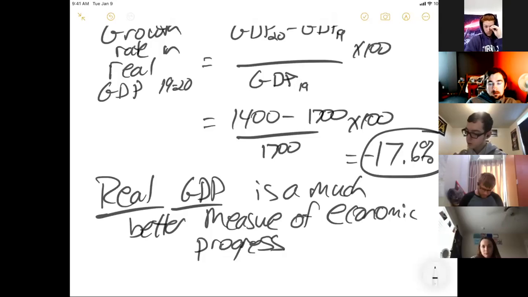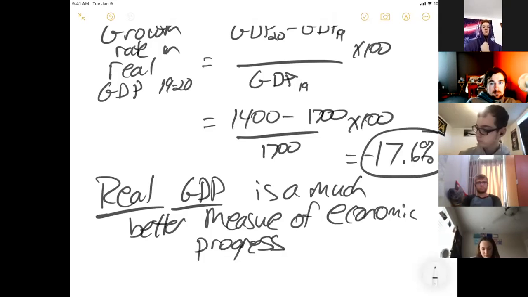So the key here is, it's okay to look at nominal GDP if you're only looking at the current time, right? Like if you're only talking about 2020, it's okay to talk about nominal GDP in 2020. What you don't want to do is compare nominal GDP in 2020 to nominal GDP in 2019 or 2018 or 2017. In other words, you don't want to compare nominal figures across time because it's over time that inflation will bias your results.